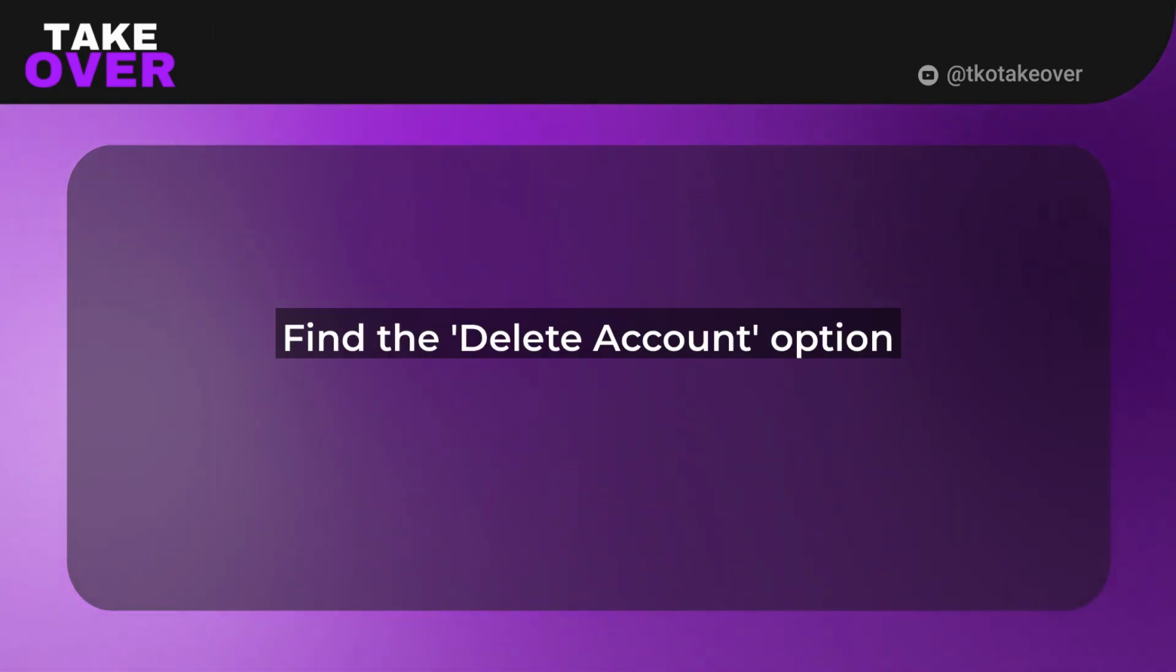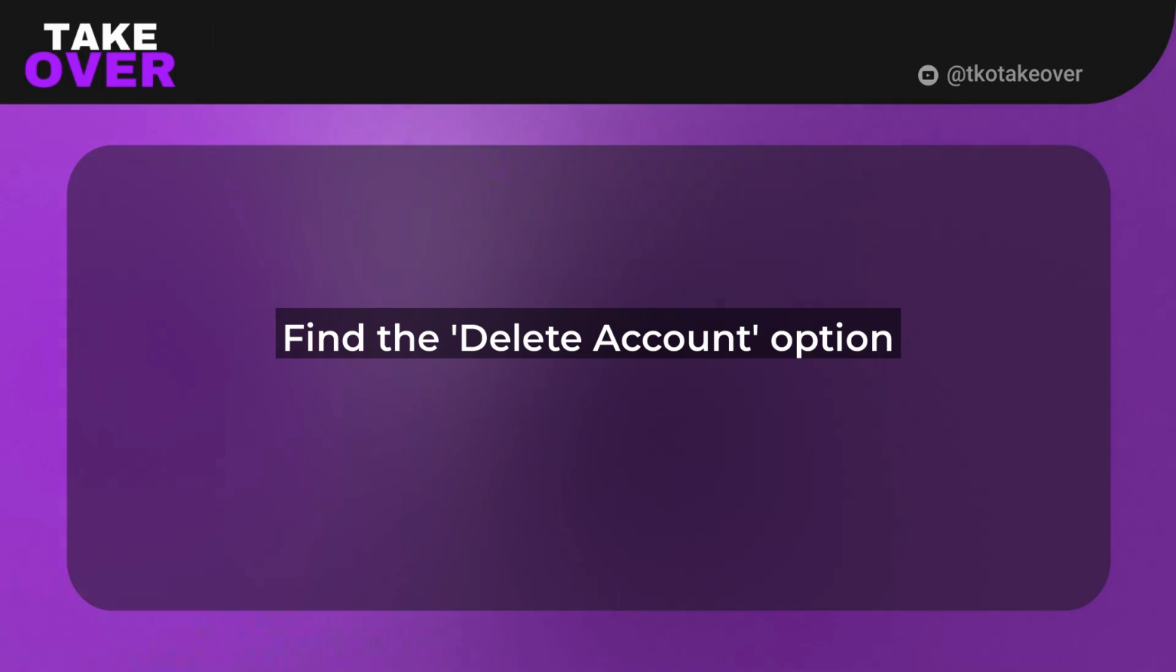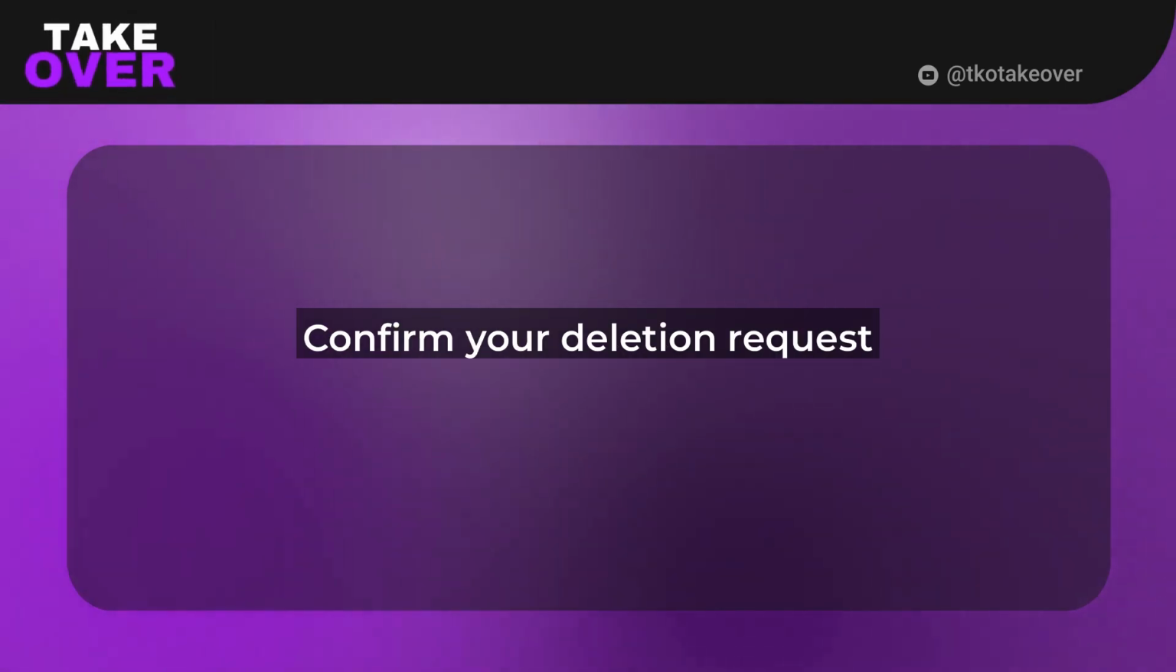Step 2. In the Settings section, look for Account or Privacy Settings. This is where you'll find options related to your profile. Scroll down until you see something like Delete Account or Deactivate Account. It might be labeled differently, so keep an eye out. Wally wants to make sure you're certain before you proceed.